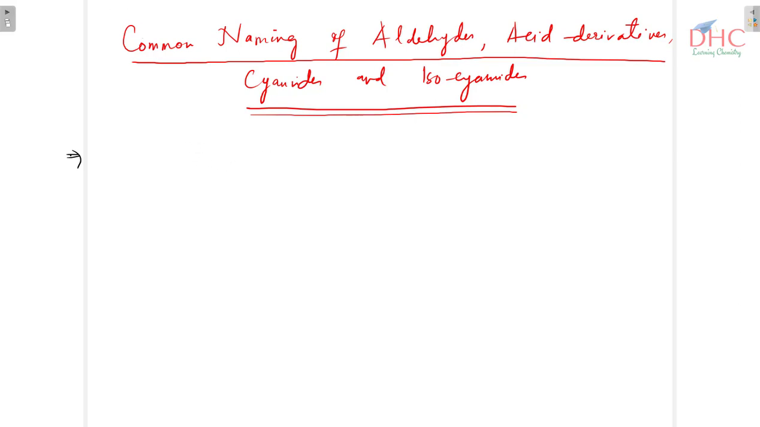So we have the following functionalities. The first functionality is the aldehyde group. This is the aldehyde group. The common name, the suffix used for this is, so we'll write here suffix. The suffix used for aldehyde group is aldehyde, directly aldehyde. Then we have the next compound, that is the carboxylic acid. This carboxylic acid is having its name as ic acid, suffix name as ic acid.